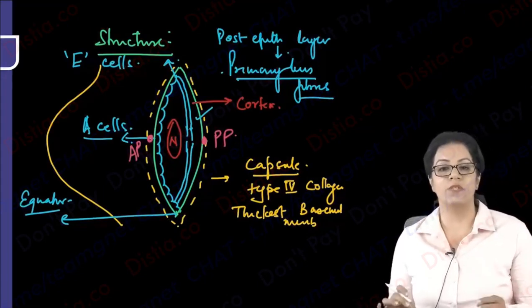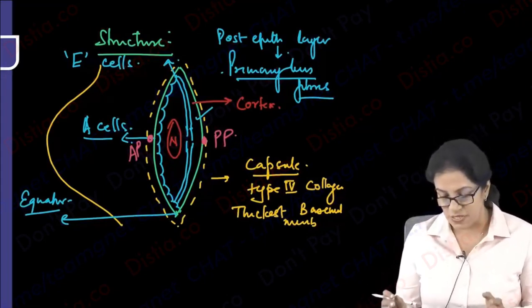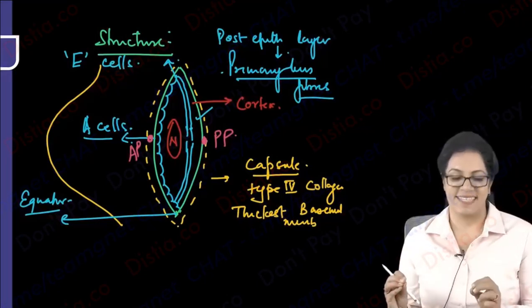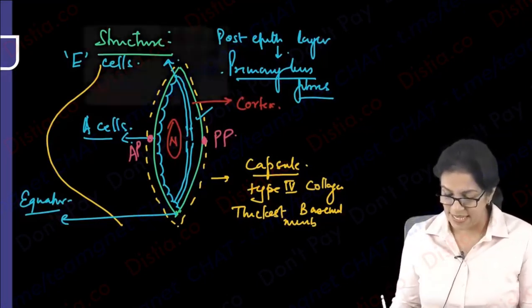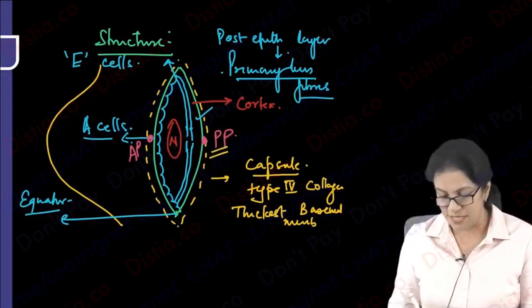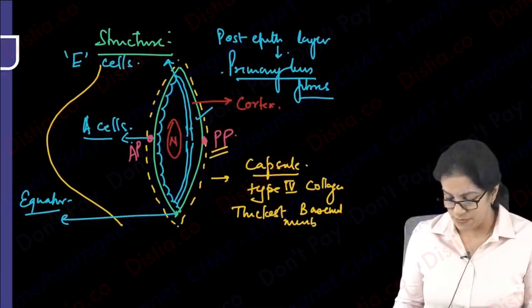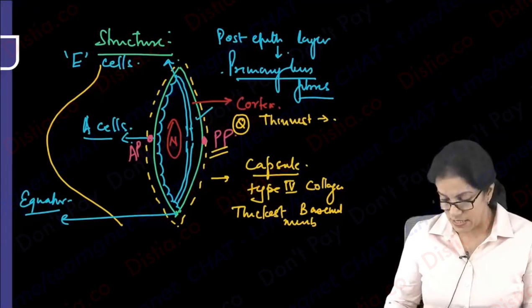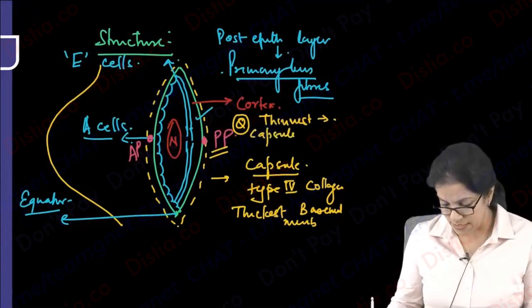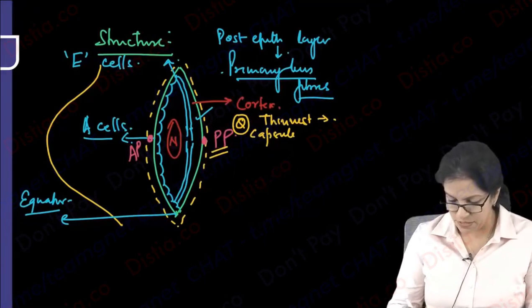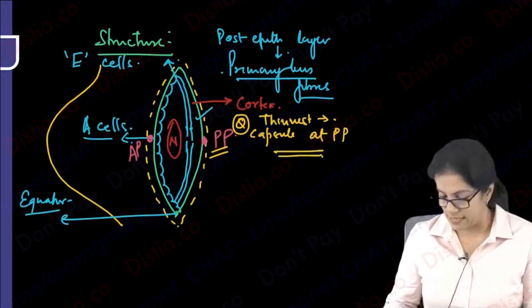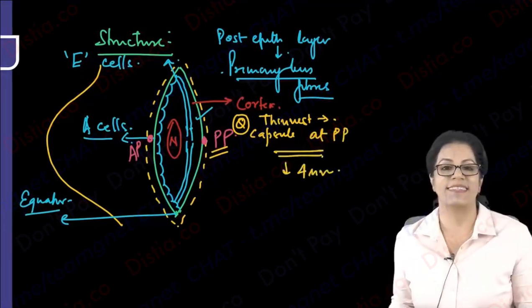Now let us talk about the questions asked in your exams. The first question that they can ask you is: the lens is thinnest at? So which is the thinnest part of the lens? It is the capsule at the posterior pole. Please note it down, all of you. Make a Q and write down: thinnest is the capsule at the posterior pole, and the thickness here is only 4 microns.